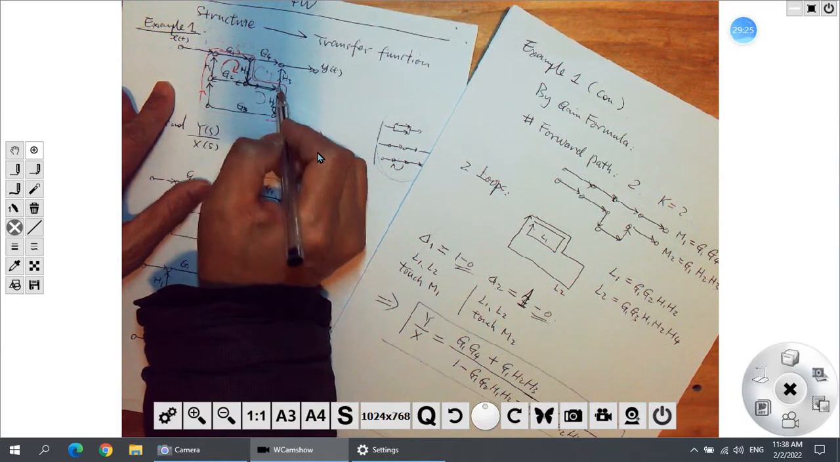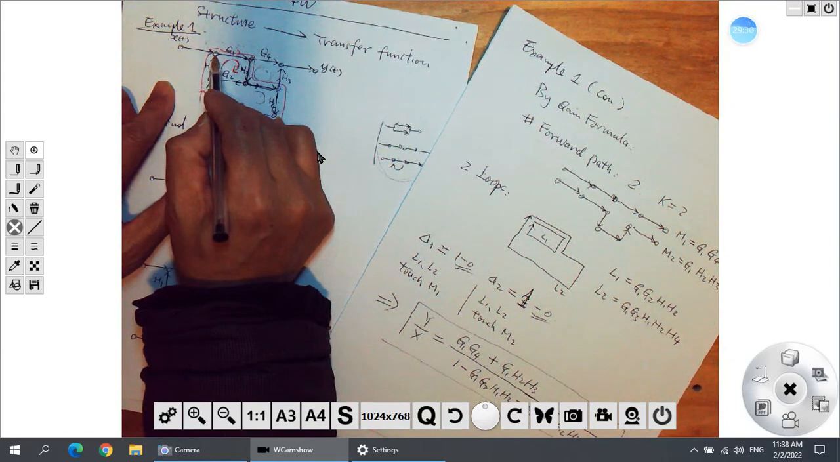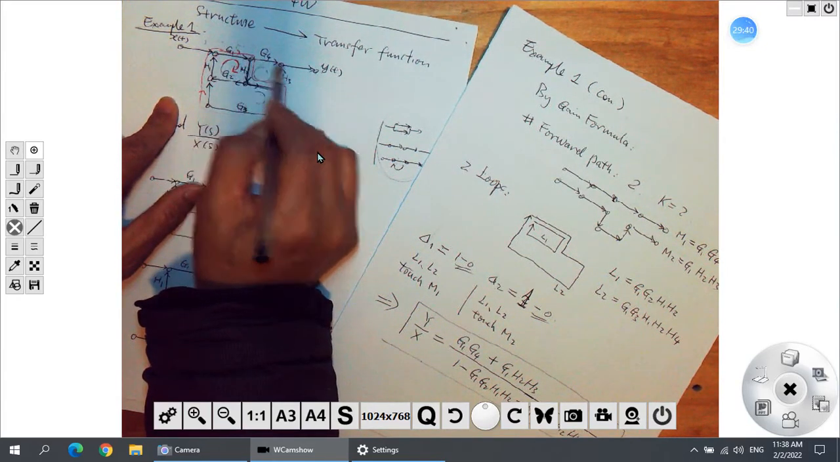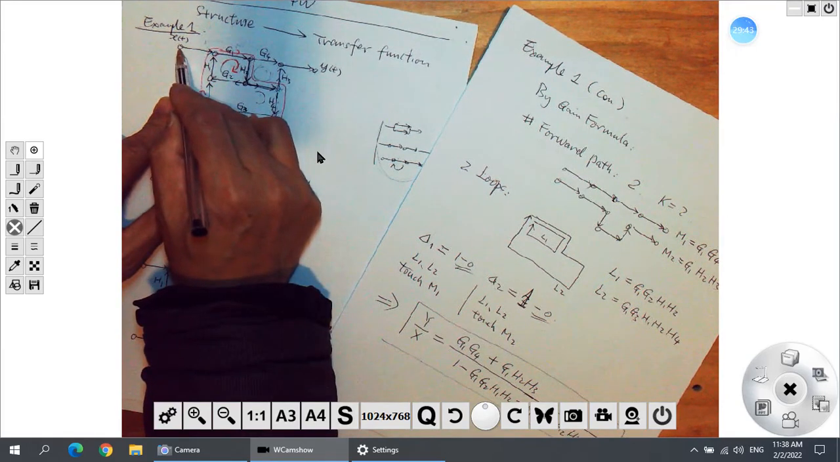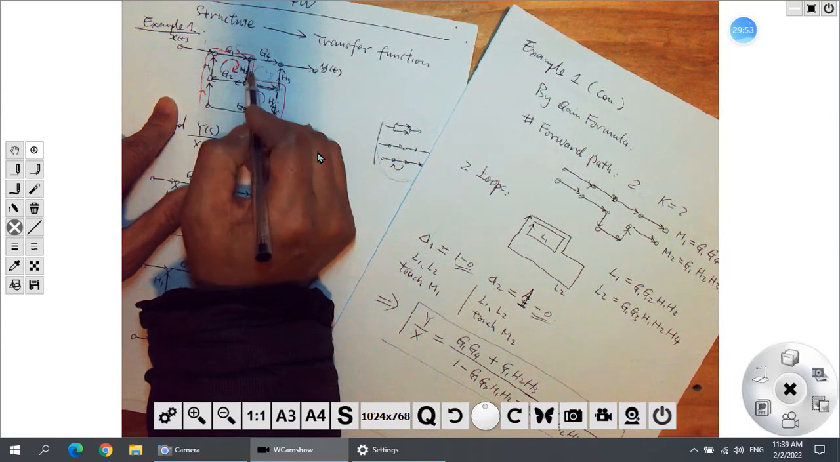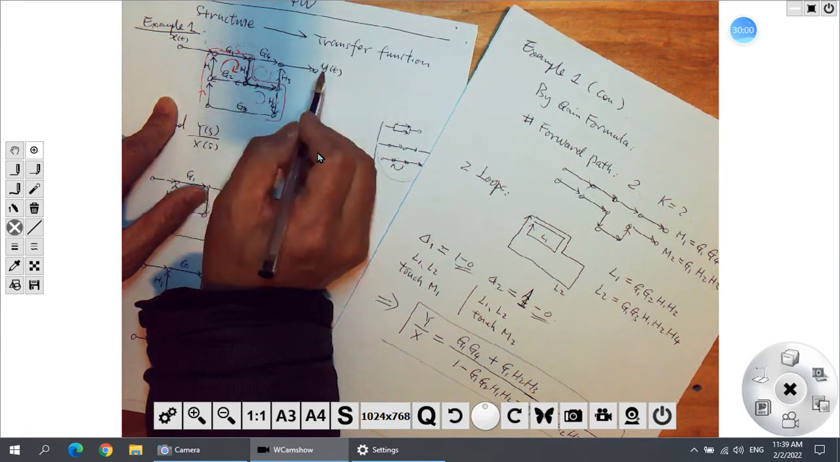All the other points are not input points. Like here, this point is not an input because some signal from somewhere else is coming to it. So this is not the input, right? This is also not an input. So the input x(t) is the only input point in this graph. This is the output. You can use any one as output, but the input must be this one. Any others you can use as an output.